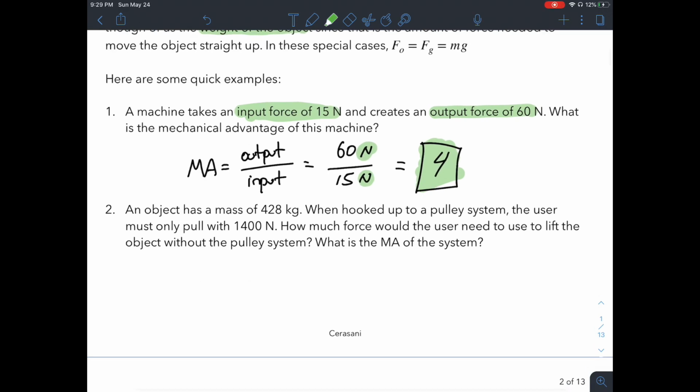So another example of this: we've got an object with a mass of 428 kilograms hooked up to a pulley system. When it's done, the user only has to pull with 1400 newtons.